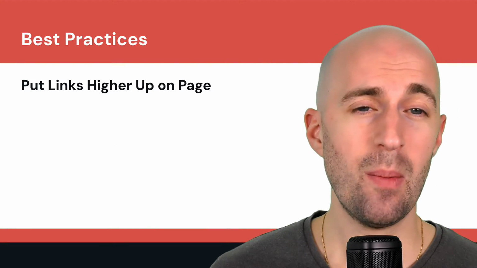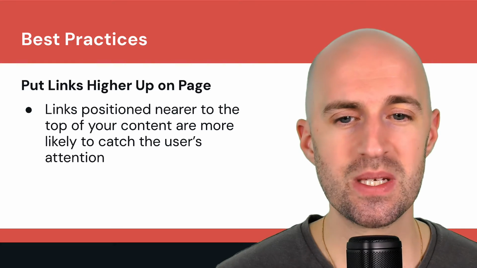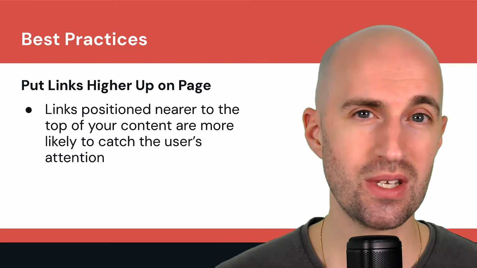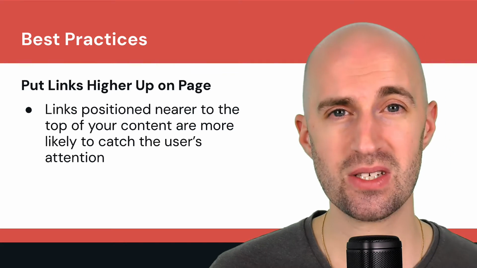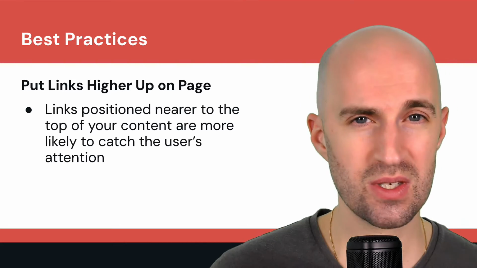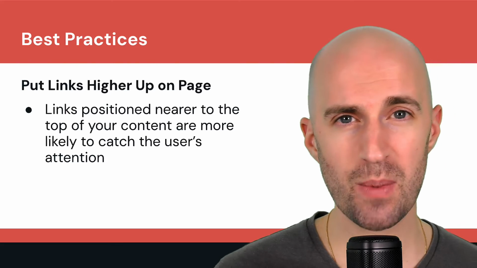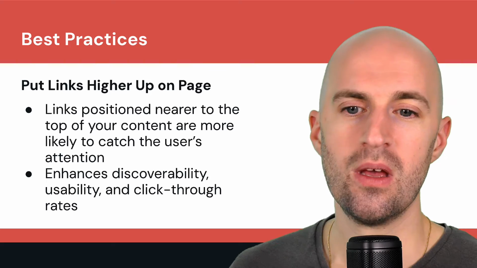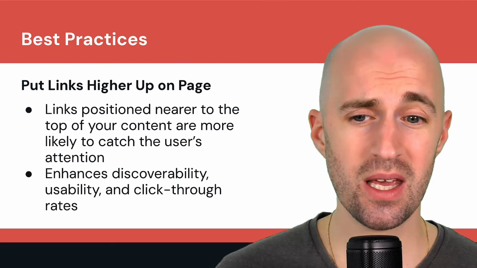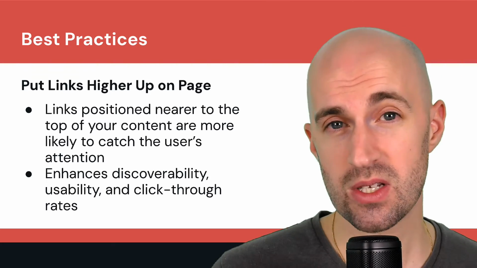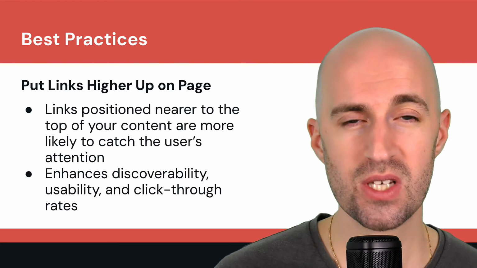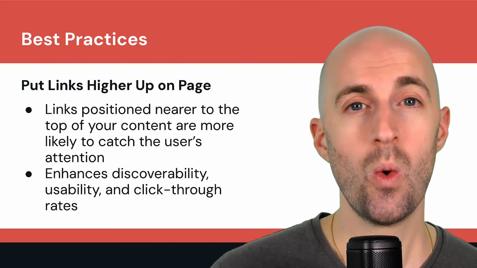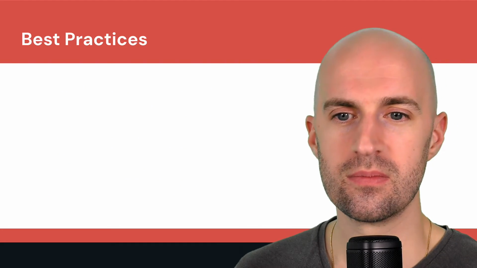Put links higher up on the page. Links positioned nearer to the top of your content are more likely to catch the user's attention, because not everybody reads past a certain point. Some people just skim the first paragraph or the first few paragraphs, and if your link is further down, they might miss that. So this enhances discoverability, usability, as well as click-through rates, because if it's higher up, most users who land in that section are most likely to click on it.